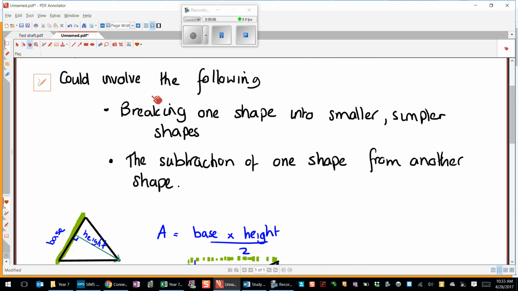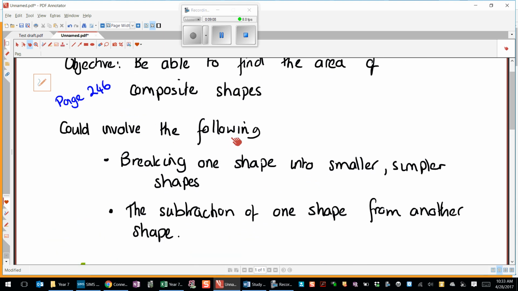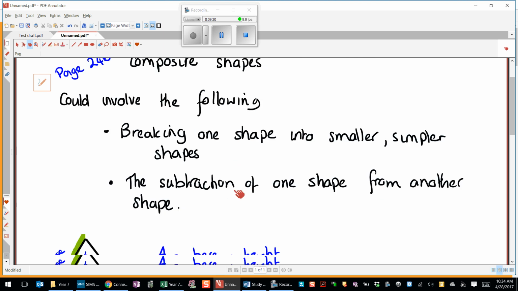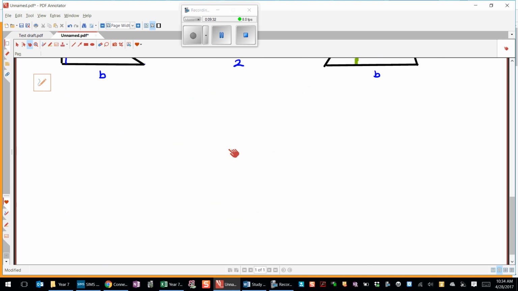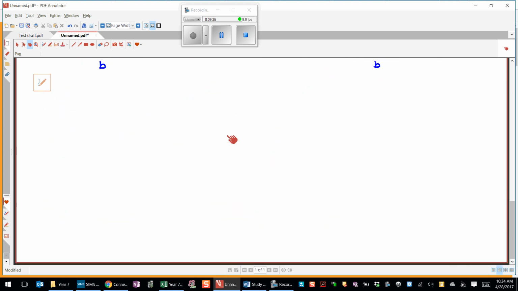So, composite shapes. So there's one of two things I really think about. We could either have to break the shape into smaller shapes, simpler ones, and then work out the areas, or we might be in a situation where we have to subtract one from another. Okay, so if you have a look at page 246, let's have a look at the example questions just to talk through.